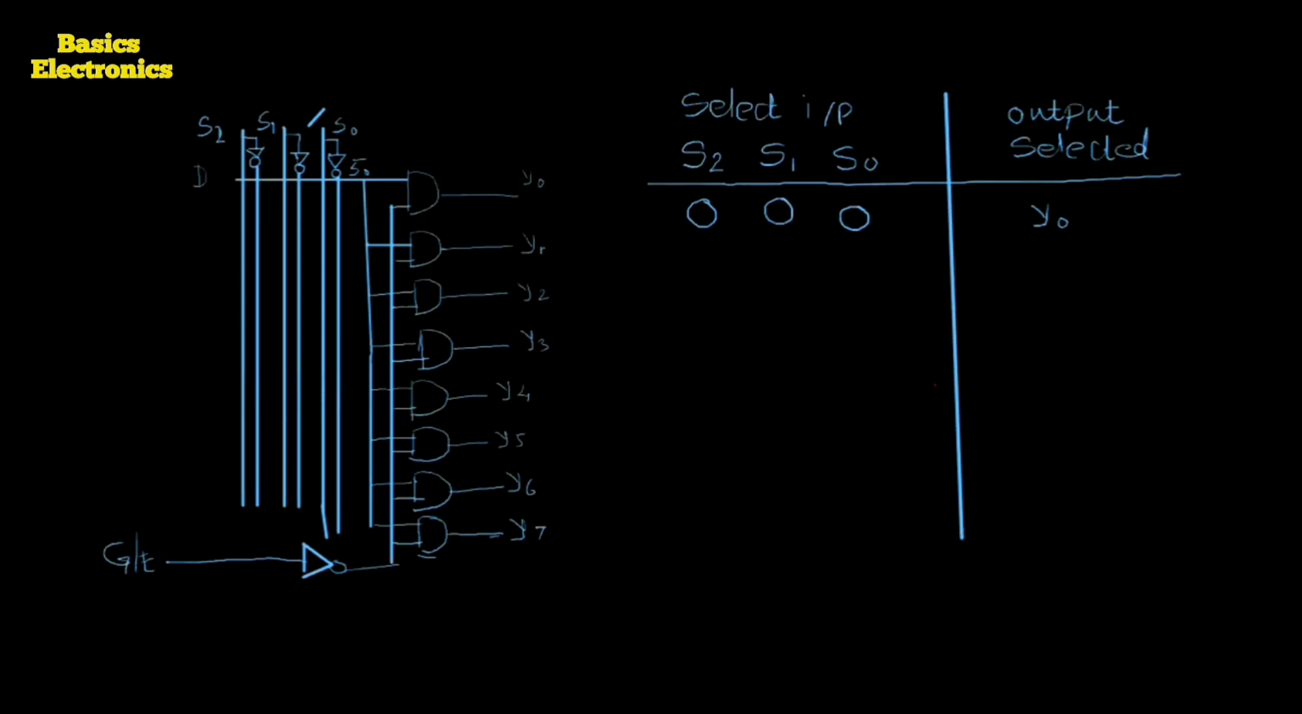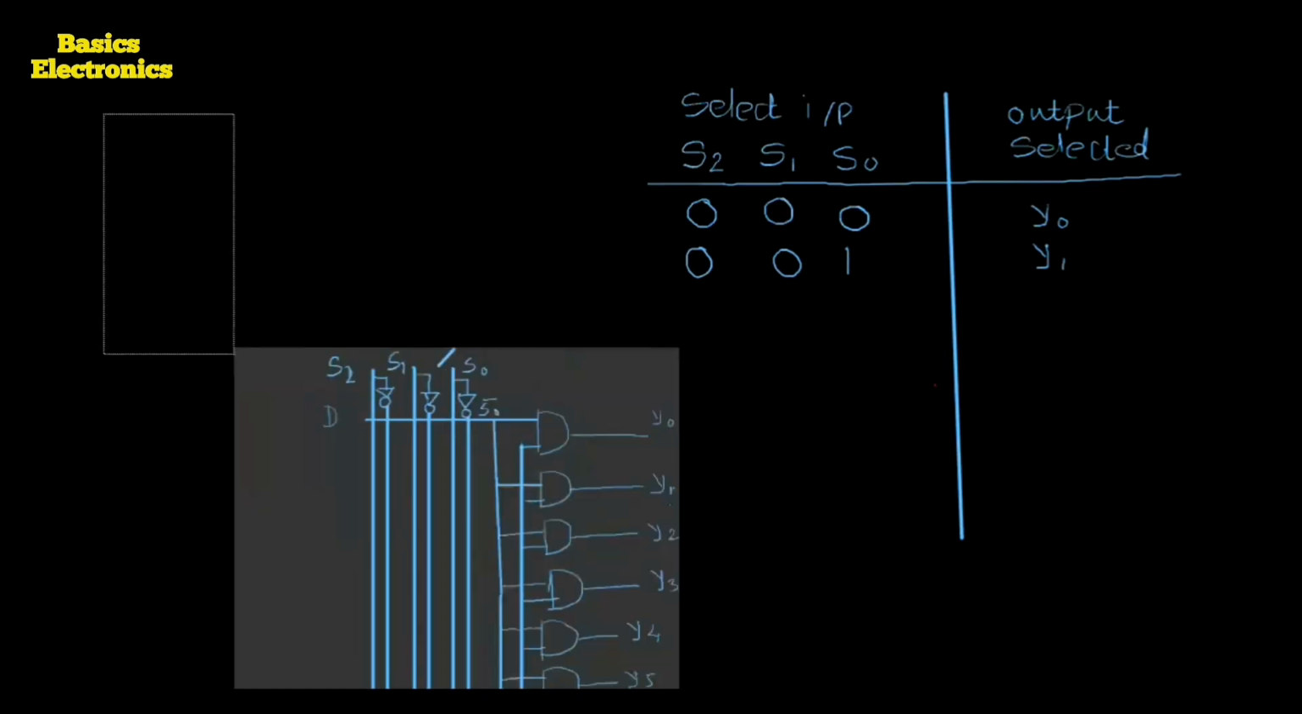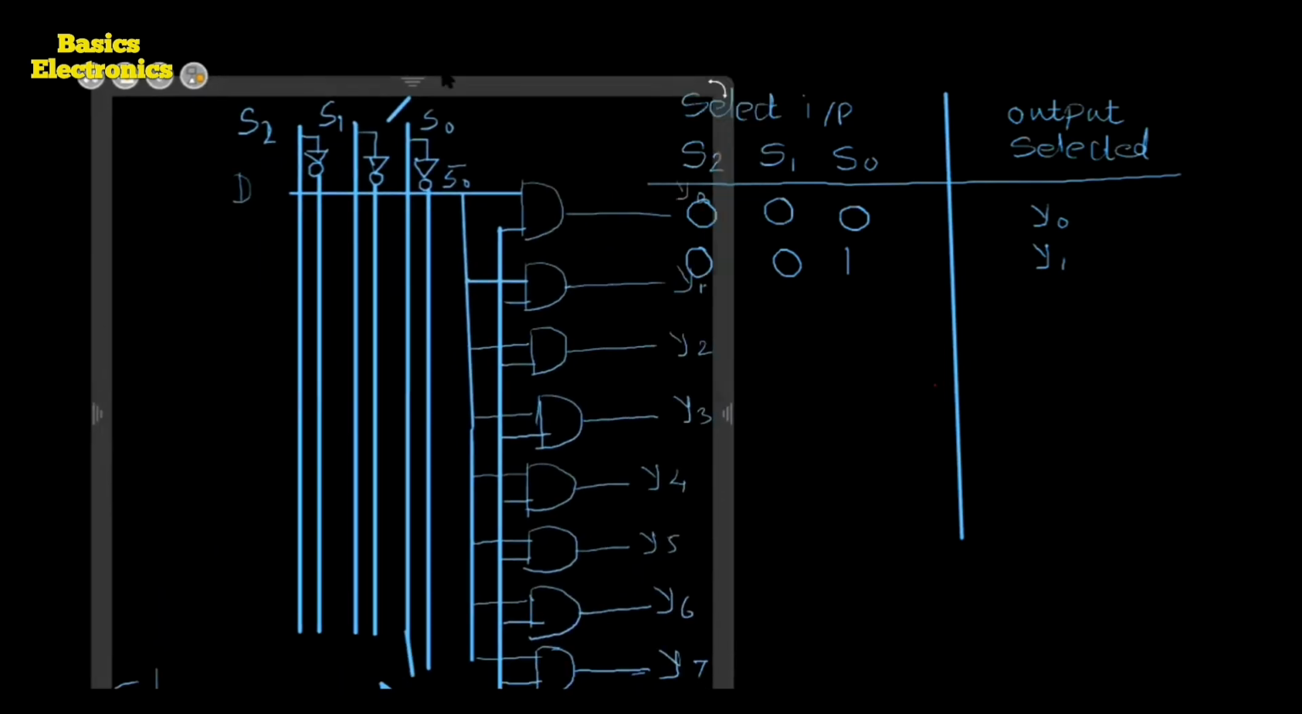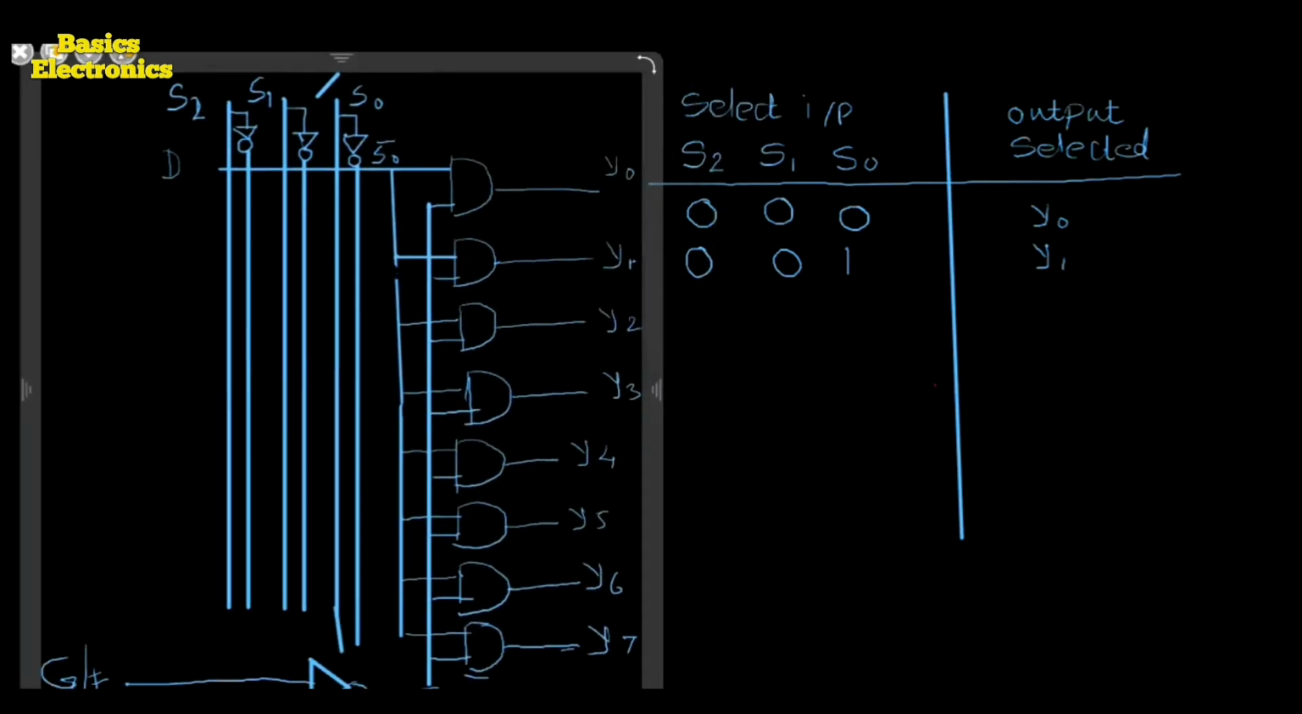Now here the second input we apply. The second input is 0, 0, 1. When we apply this second input code 0, 0, 1, at that time it is desired that the output Y1 is selected. So for that, what type of connections do we have to make in our logical diagram? We have to make the connections of this select code to each of the AND gates.